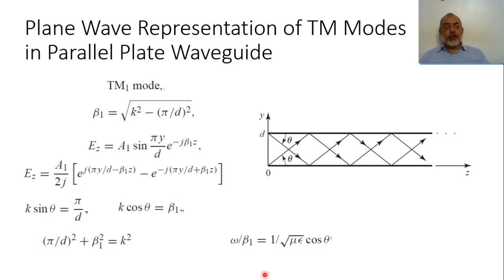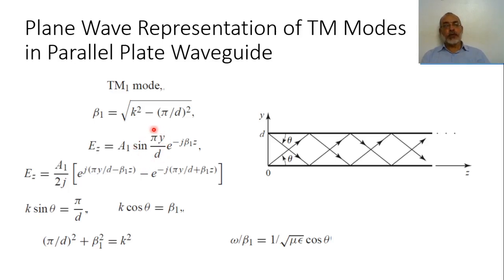Now, it is interesting to know that the mechanism of the TM mode can be represented as a combination of multiple reflected TEM waves. This can be represented as, if we say Ez equals a magnitude multiplied by sin(πy/d) multiplied by e^(-jβz). This is effectively the TM1 mode.